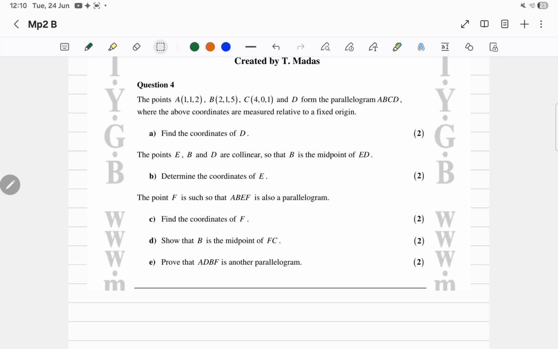Okay, so question number 4 is: the points A, B, C and D form the parallelogram ABCD, where the above coordinates are measured relative to a fixed origin. So it means each point is from the origin, so the position vector of this point is OA, which equals 1, 1 and 2, and OB is a position vector 2, 1 and 5, and OC is a position vector 4, 0 and 1.